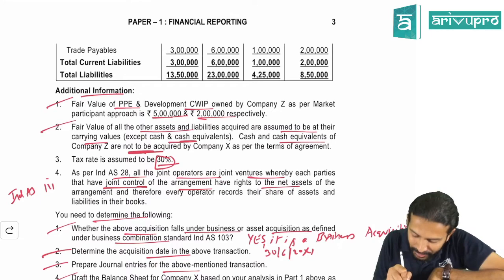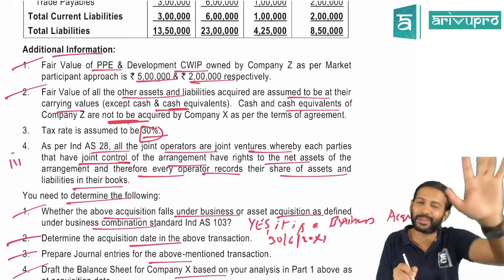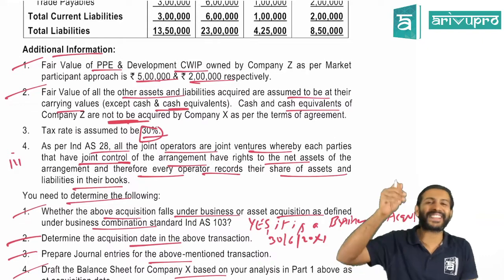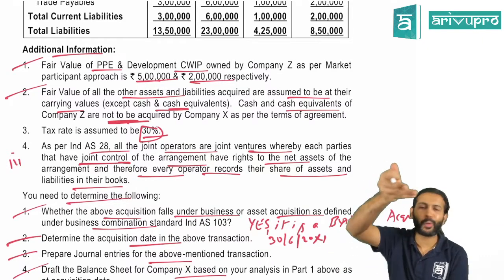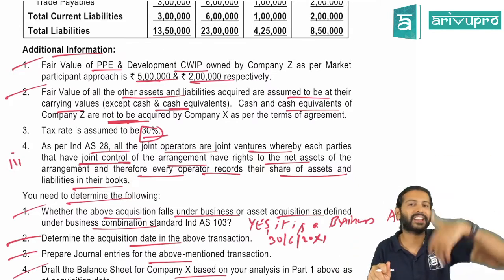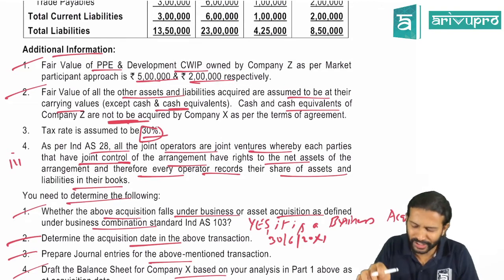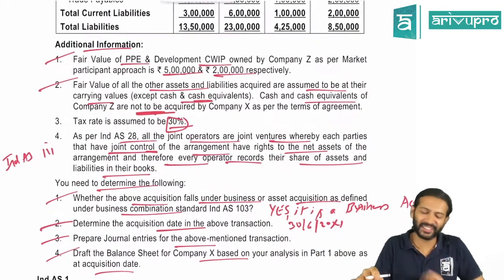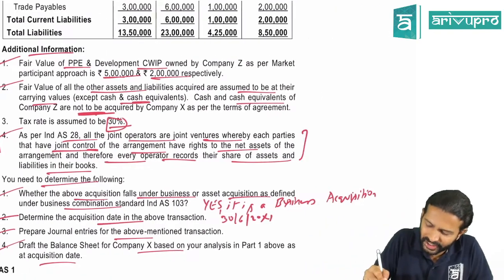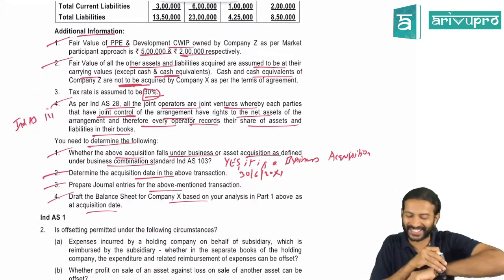At the same time, look at the next line. Therefore, every operator records their share of assets and liabilities. In case they have a right over net assets, then you'll have to apply the equity method. In the equity method, as we have already done, we don't show assets and liabilities. We only show our investments. So I think there is a typo in this sentence, which I think they'll correct. Don't worry. We'll ignore this for now and just go ahead with the calculation, because all the solution is based on this ignorance only.